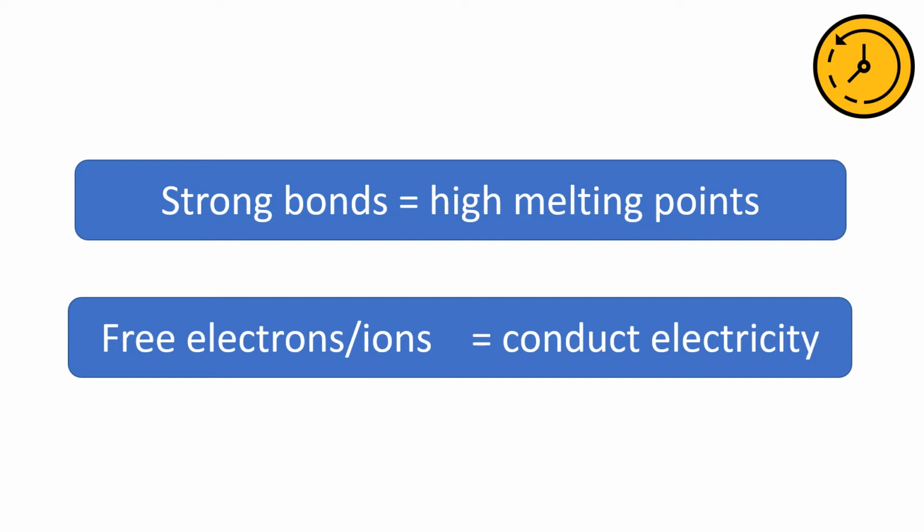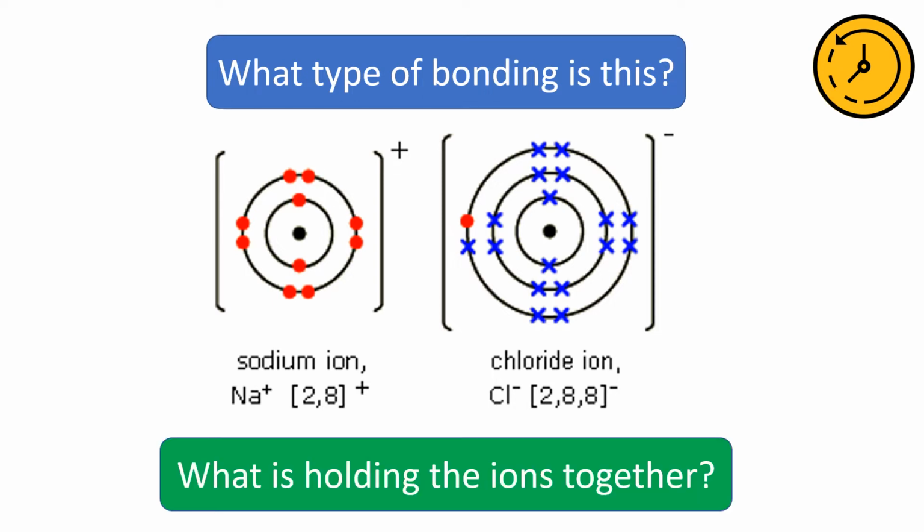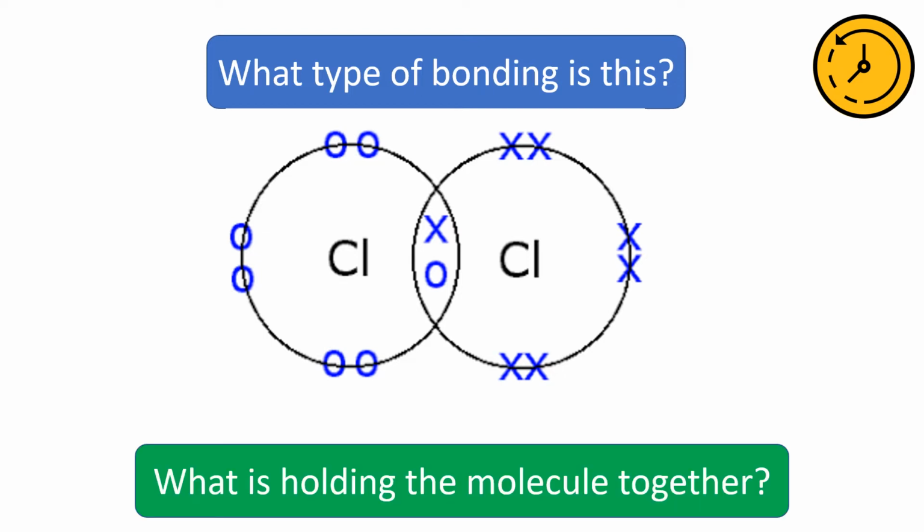and you have to make the connection: well, I'd never heard of this before, but it's got free electrons, so it must conduct electricity. So what type of bonding is this between a positive and a negative ion? Well, hopefully you would recognise this is ionic bonding. And what is holding these ions together? Well, this is electrostatic attraction. What type of bonding is this? The sharing pairs of electrons. This is a covalent bond. And what's holding the molecule together? Well, it's that sharing bond, that covalent bond.